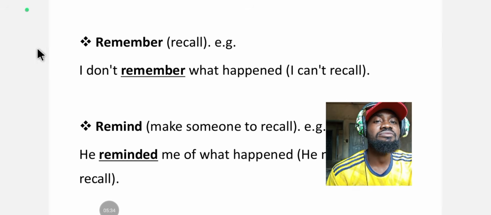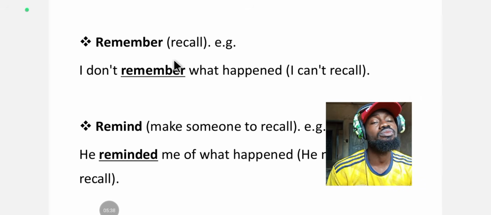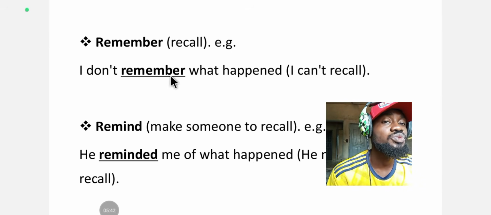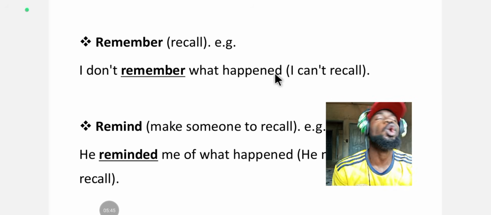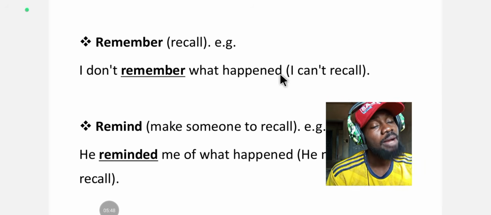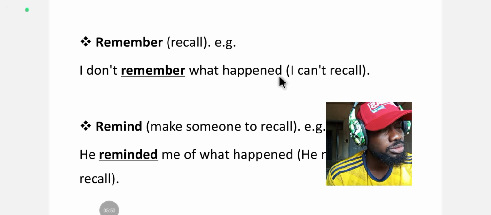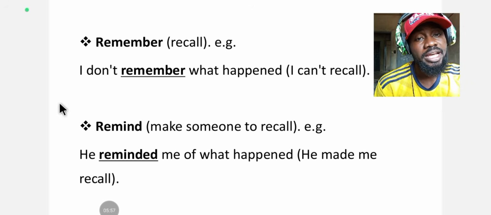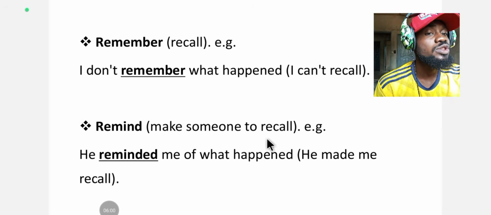The next we have here is remember. What's the meaning of remember? It means to recall. For example, I don't remember what happened. I can't recall what happened. I can't recall. I don't remember. That's it. The next we have here is remind. Make someone to recall.